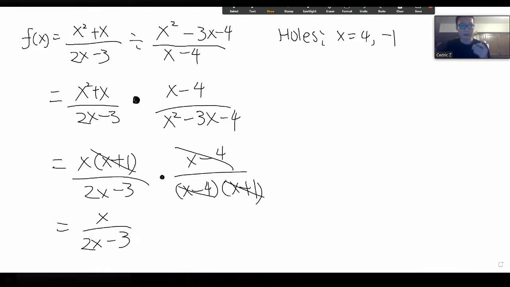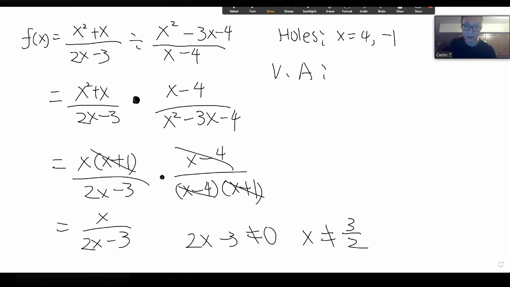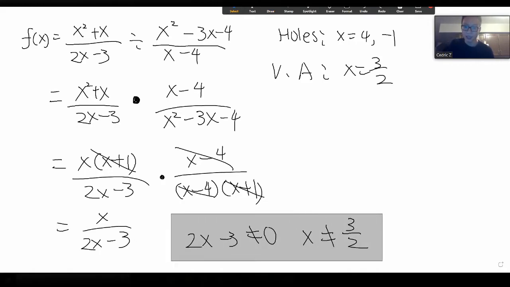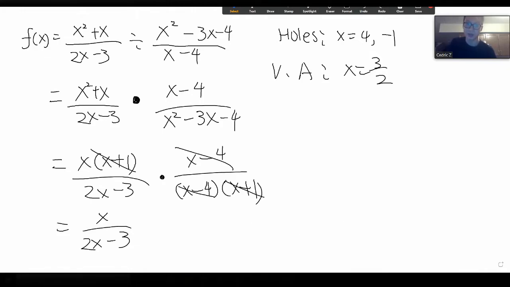Remember, my denominator can never equal 0, right? So that means 2x minus 3 shall never equal 0. That means x cannot equal 3 over 2, and that is my vertical asymptote. So x equals 3 over 2 is my vertical asymptote. Okay, what about the horizontal asymptote?